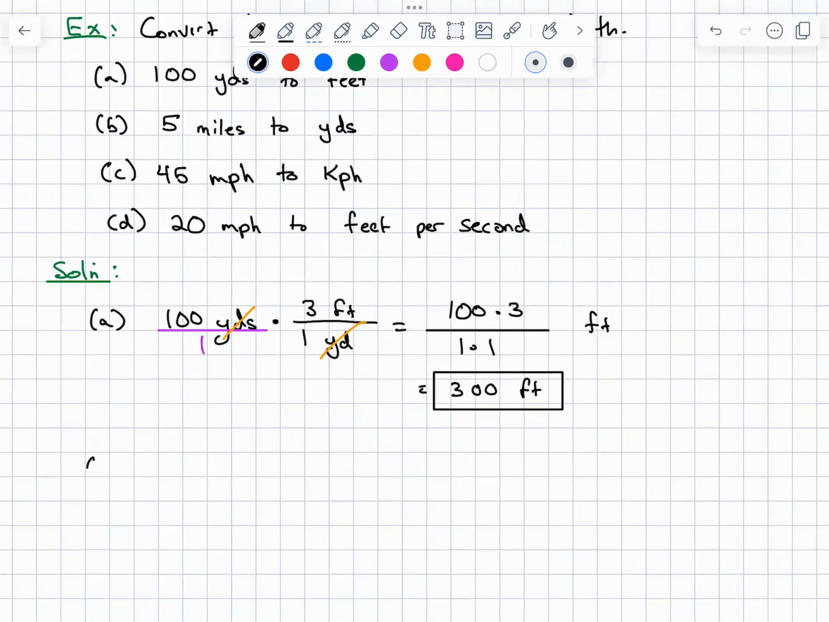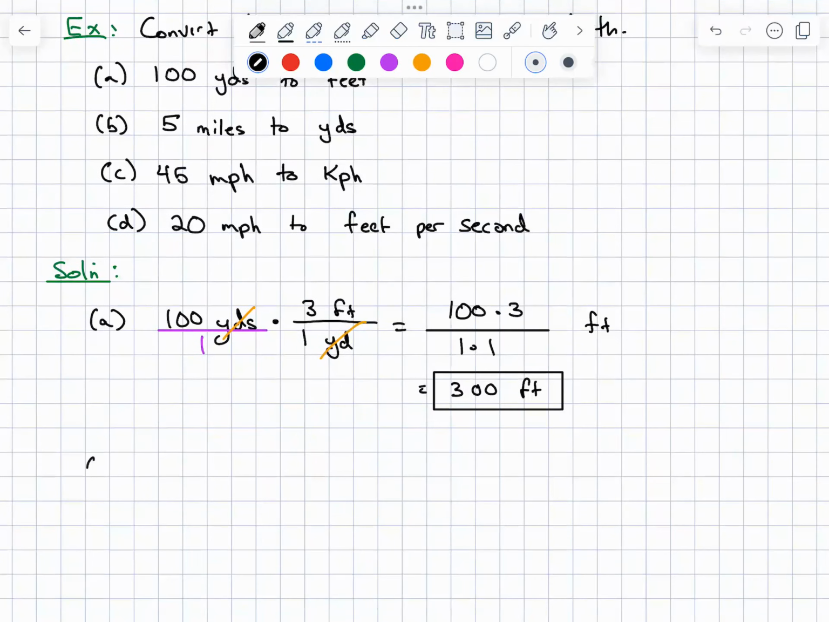So we have 5 miles. And it's not a fraction, so I'm going to make it a fraction, and I'm going to draw a giant horizontal line. And then each vertical line that I draw is going to represent a multiplication by another fraction. So I want to convert 5 miles to yards.